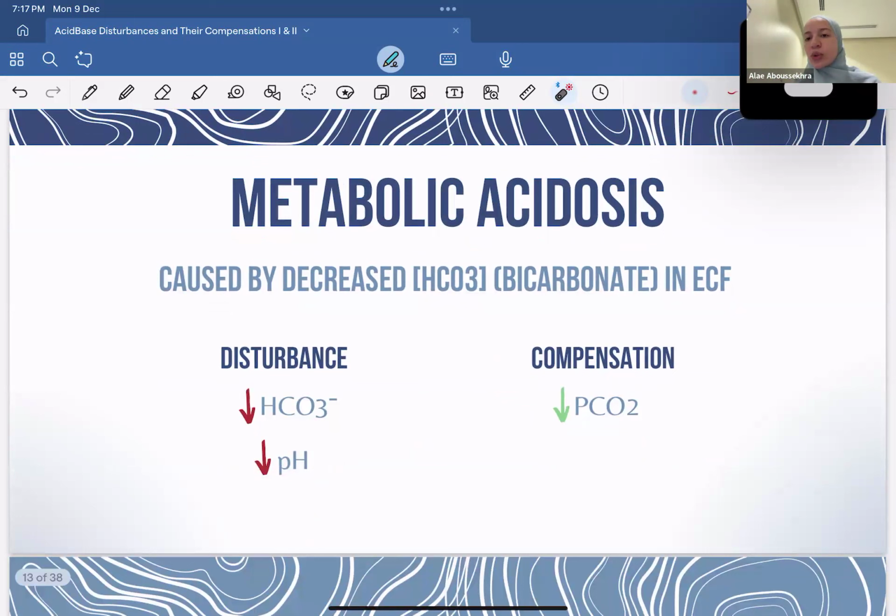So in metabolic acidosis, what is the disturbance? We said we're going to have a decrease in the bicarbonate. Again, remember ROME, metabolic equal. Since this is decreasing, pH is going to decrease. The compensation, we said since the original disturbance was metabolic, the compensation needs to be respiratory. What is that? CO2. What's going to happen to CO2? It's going to decrease. Why? Because the compensation needs to be in the same direction as the original disturbance. Okay?